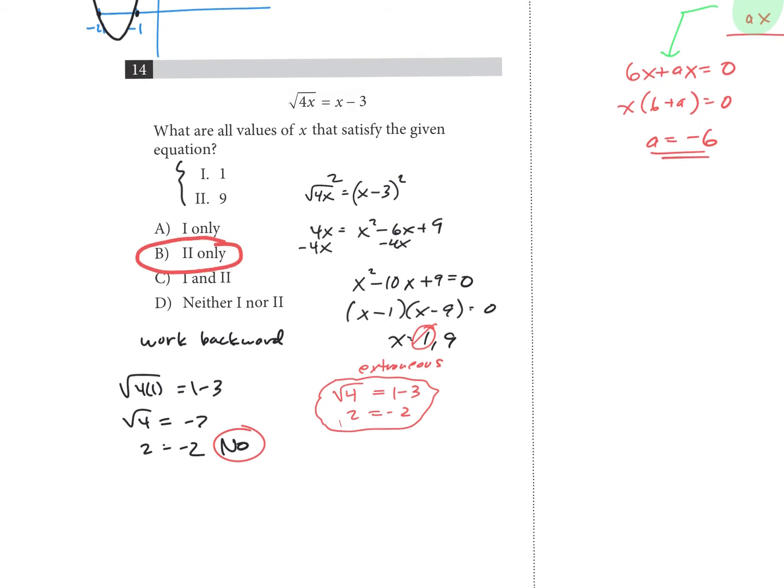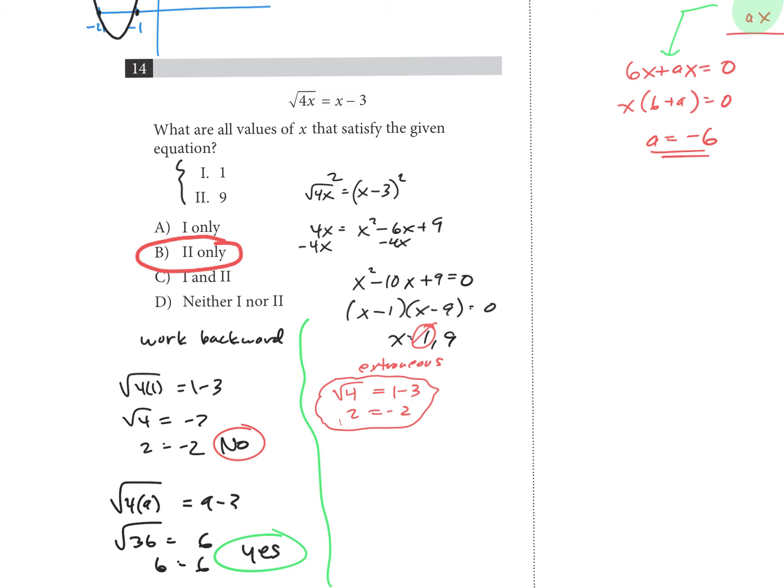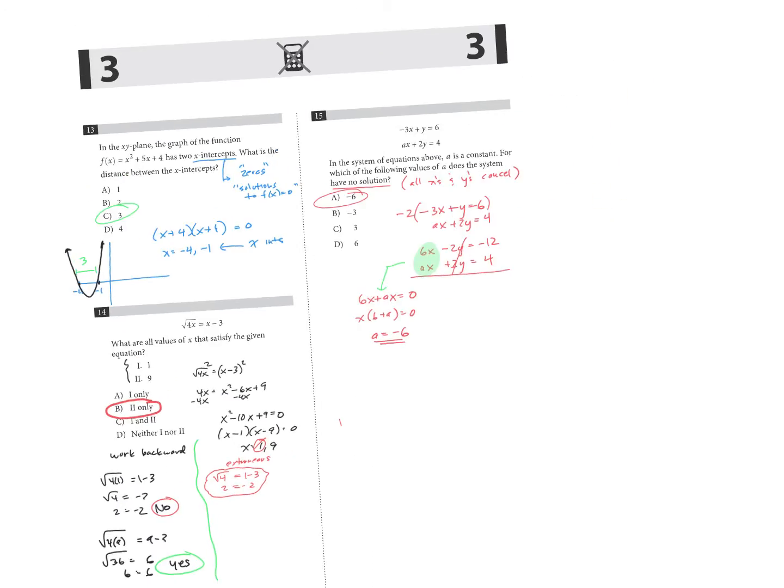So continuing through that problem, I could do the same thing with 9. So that's square root of 4 times 9 equals 9 minus 3. So that's square root of 36 equals 6. 6 equals 6. So that's a yes. So I would say the answer is 9 only. This is, again, a different strategy for that same question if you had trouble solving it straight away.